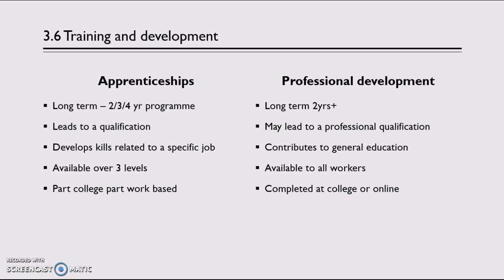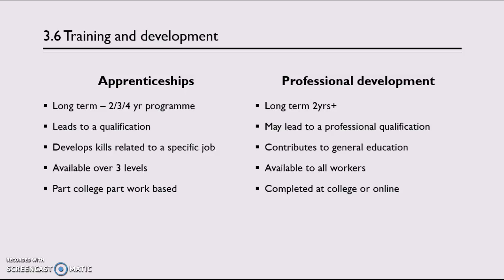It's available over 3 levels. Level 2 and level 3 are GCSE and A level, and you can now get degree level apprenticeships at levels 4 and 5. So you've got different levels of apprenticeship depending on your qualifications. And it's part college, part work based. So you might have 1 or 2 days at college where you learn all of the theory and you do your assignments, and then you'll be working, 3 or 4 days at your actual job where you'll be putting what you've learned into practice. Okay.